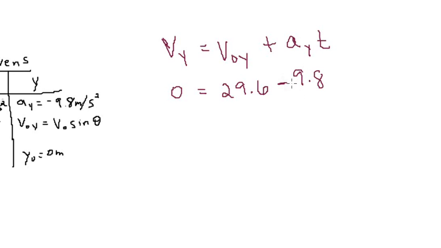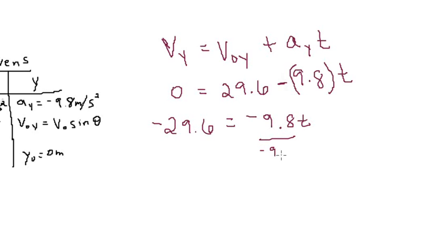meters per second squared is the acceleration due to gravity, and this is being multiplied by the time. We don't know what the time is, so we need to solve for it. To solve this, it's just a simple algebra problem. I'm going to move the 29.6 to the other side. So it's going to be negative 29.6 is equal to negative 9.8 times the time. Now to solve for t, divide by negative 9.8 on both sides. And t is equal to, let's use the calculator for this.